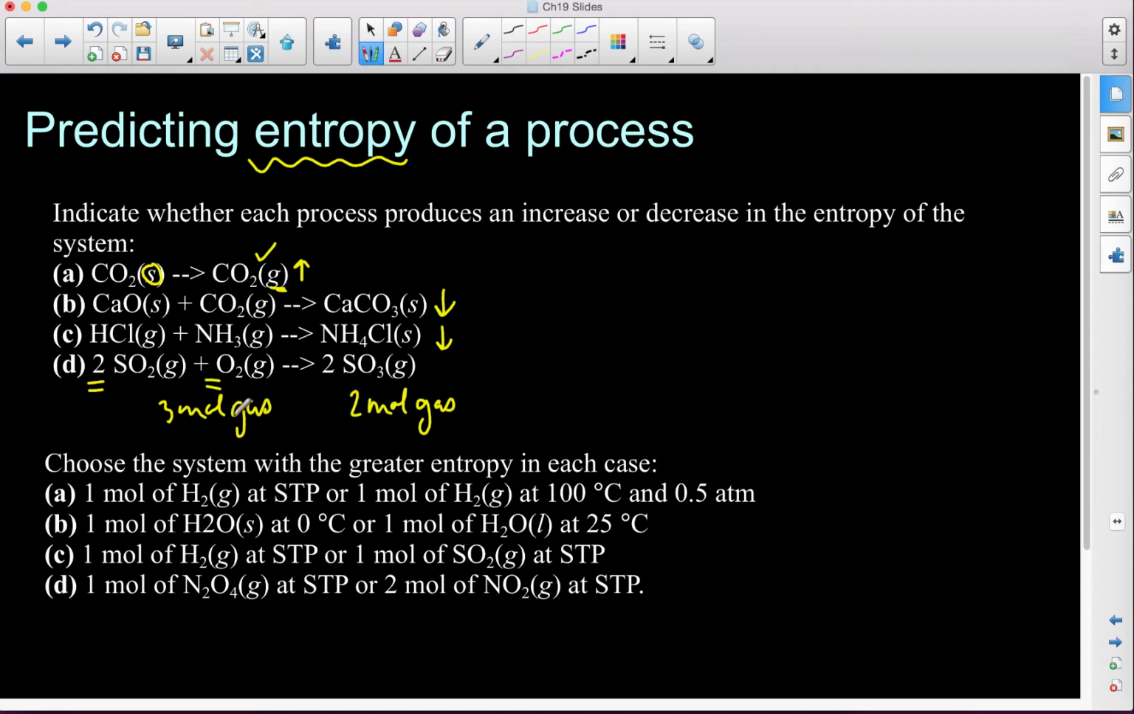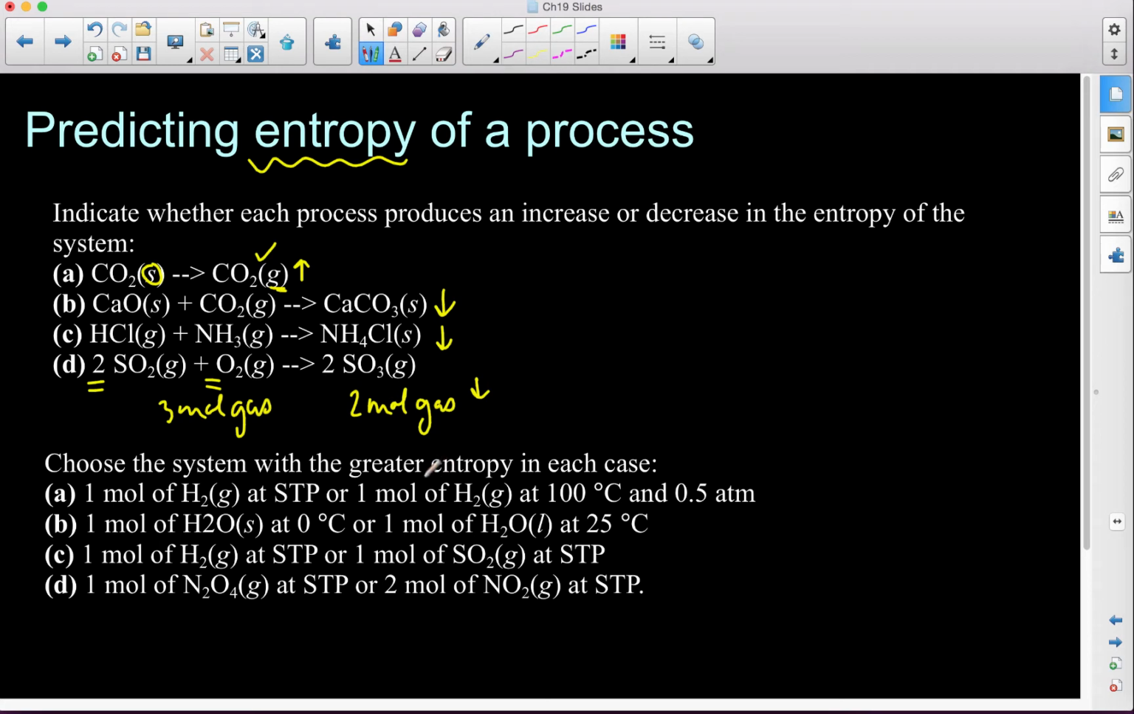But the fact of the matter is that here we have 3 moles of particles all having translational, vibrational, and rotational motion, right? Here, we only have 2 moles of particles having translational, vibrational, and rotational motion, okay? That translational motion being one of the biggest things in terms of entropy, right? Which means that if we decrease our moles of gas, we decrease our overall entropy, okay? Here, we're going to choose the system with the greater entropy.